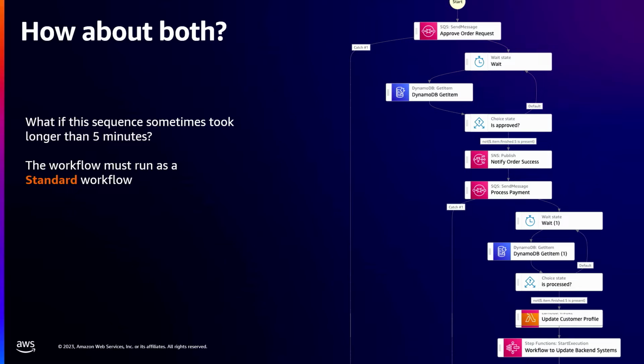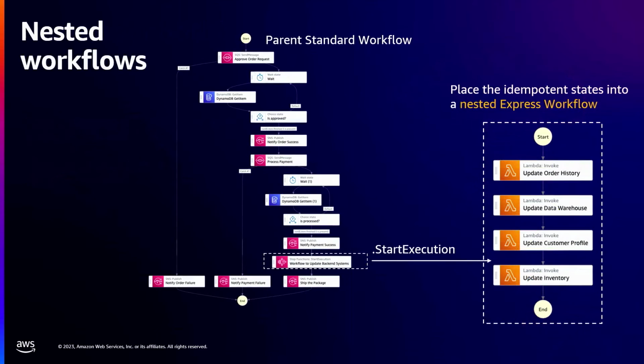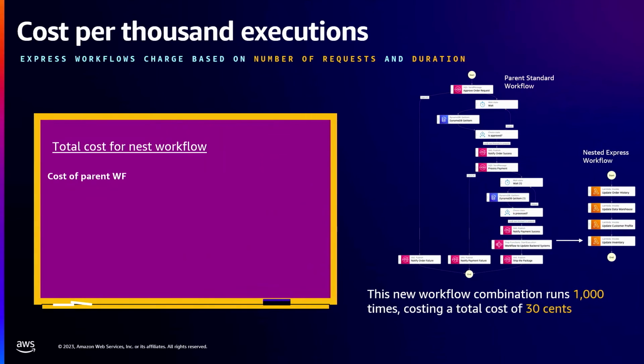This workflow here has a loop, a polling loop. Let's say sometimes that polling loop takes more than 5 minutes. That would mean I would have to run this as a standard workflow. What I do, I strip out those idempotent Lambda functions, I save them as a separate express workflow, and I call them synchronously from my standard parent workflow. And to work out the new cost, I just put the two costs of those two workflows together.